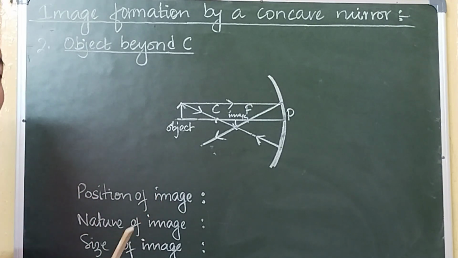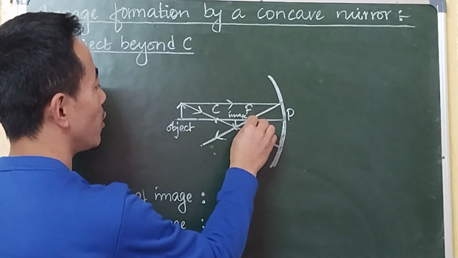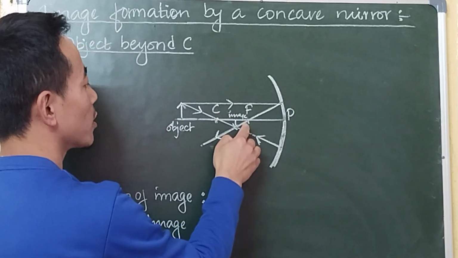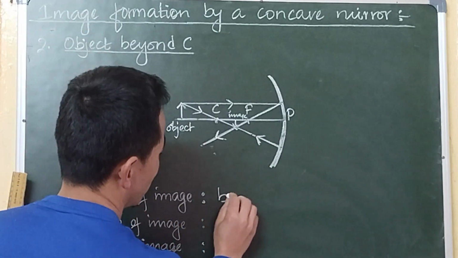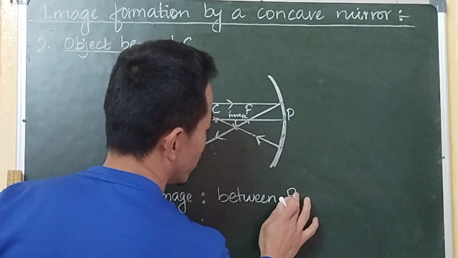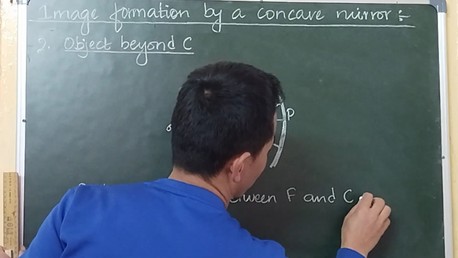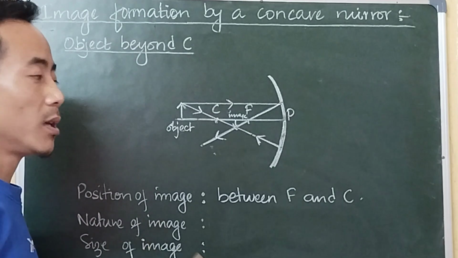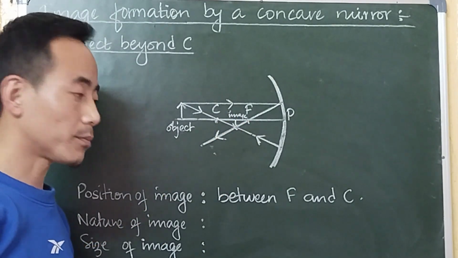Position of the image, where is the image formed? As you can clearly see, the image is formed between focus F and center of curvature C. So here you will write it is formed between, you can use the symbol only, no need to write the words itself, focus and the center of curvature, that is C. So our image is formed between focus and center of curvature here.